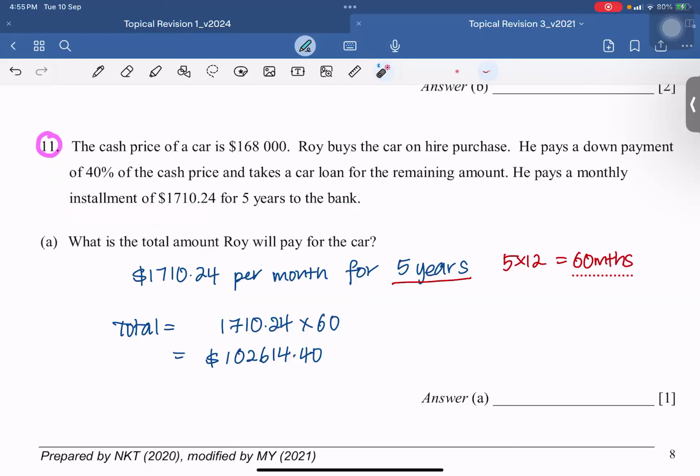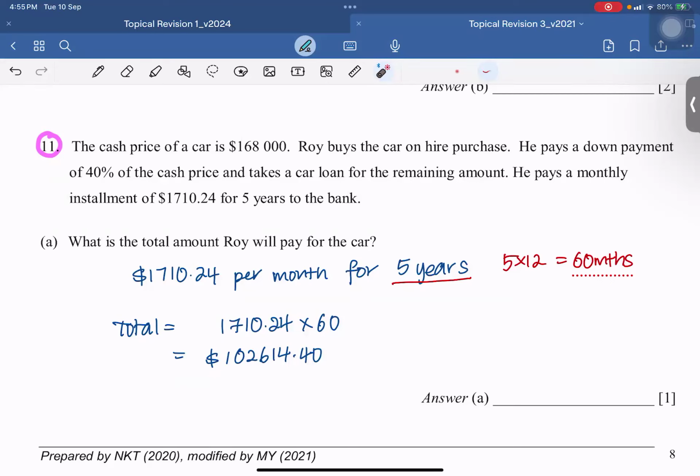Just now we divided by 24. How do we get 24? We take 2 years times 12 months. So now similarly, we need to remember this 5 years is actually 5 times 12, 60 months. So from here, I take this payment, I multiply by 60, I'll be able to find the total amount that I need to pay.